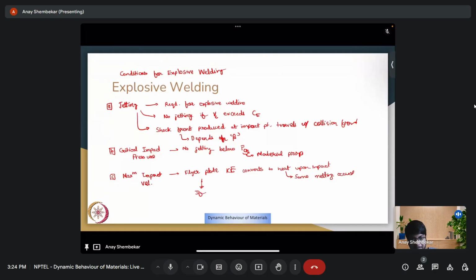If impact velocity is too large, a lot of melting implies large melt thickness, which in turn implies the interface will have no strength. You need some melting, but too much melting will rob the interface of its strength.